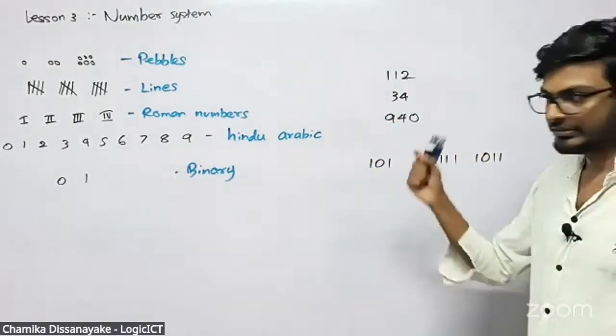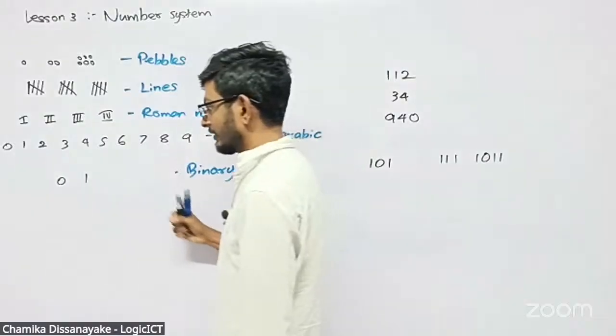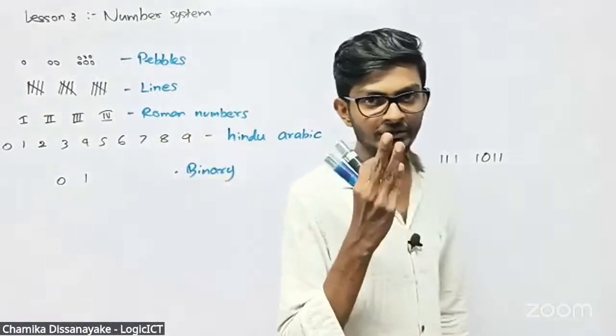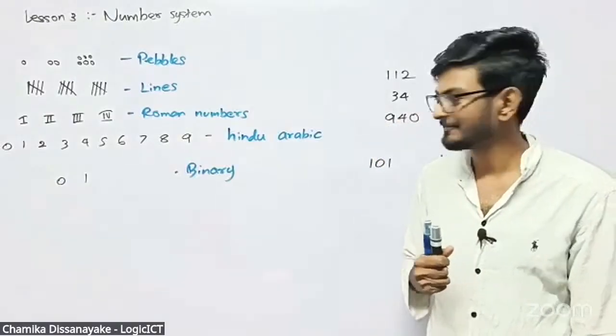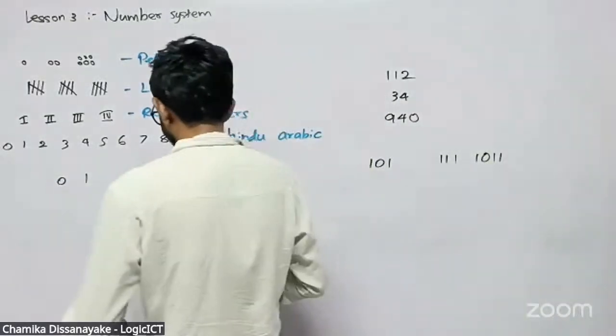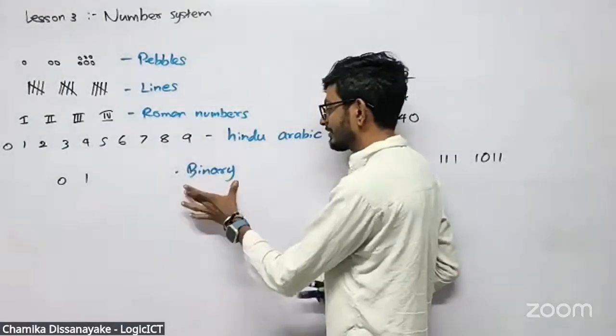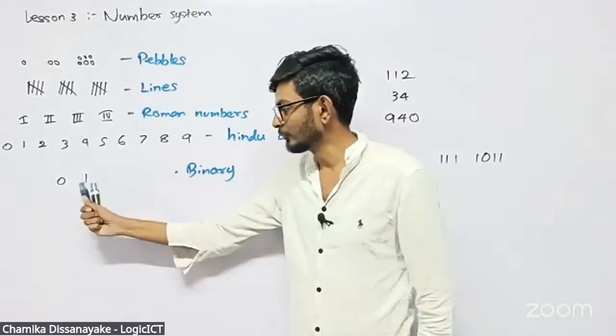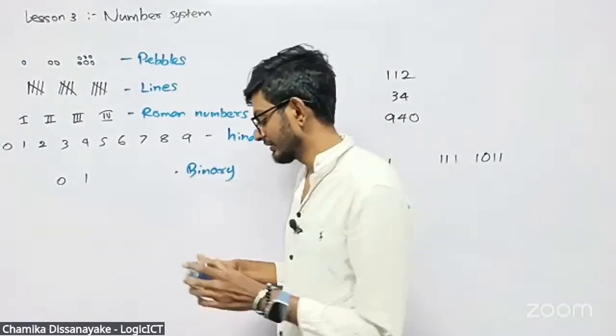That is the first number system used in computers. There are three other number systems. So here actually binary means 2. Binary means 2. That means we have only 2. The other thing is what?